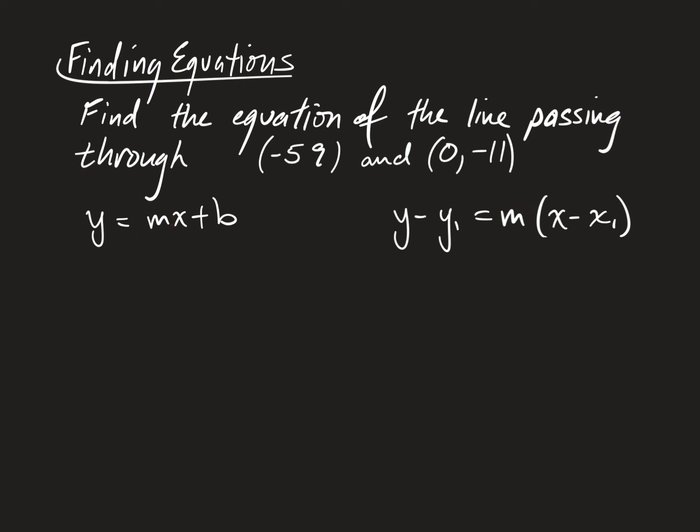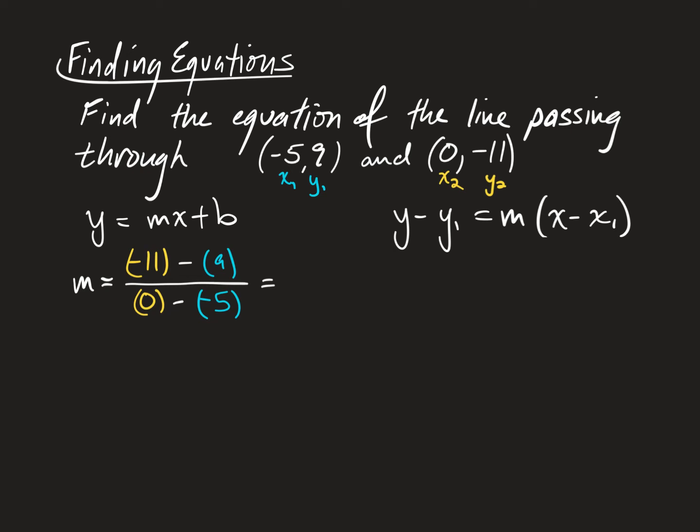So the first thing you have to do when you are given two ordered pairs and you're asked to find the equation of a line is to find the slope. From there, you can use either equation of a line that you like and be happy with it. So let's first find the slope for this line.